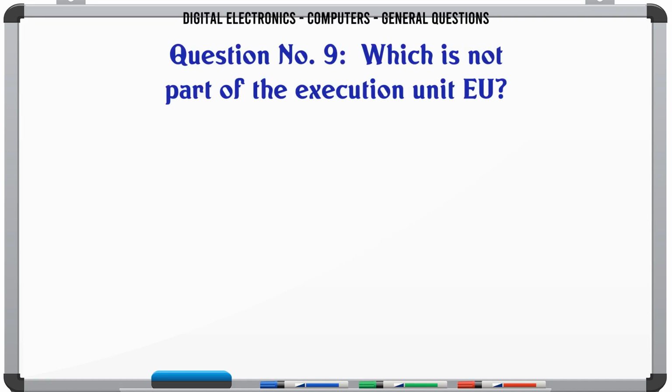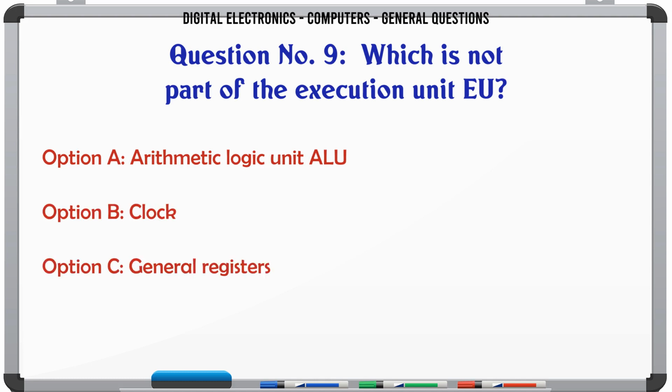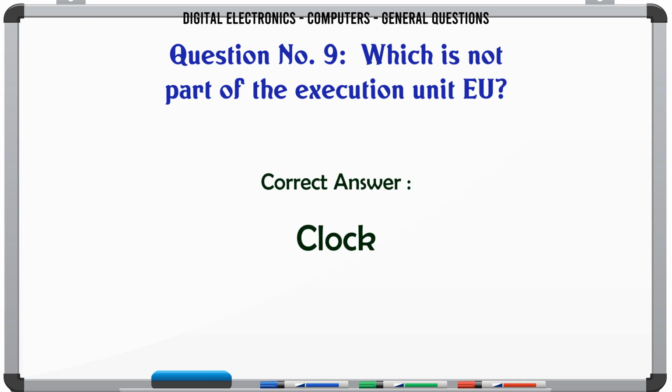Which is not part of the execution unit, EU? A. Arithmetic logic unit, ALU. B. Clock. C. General registers. D. Flags. The correct answer is clock.